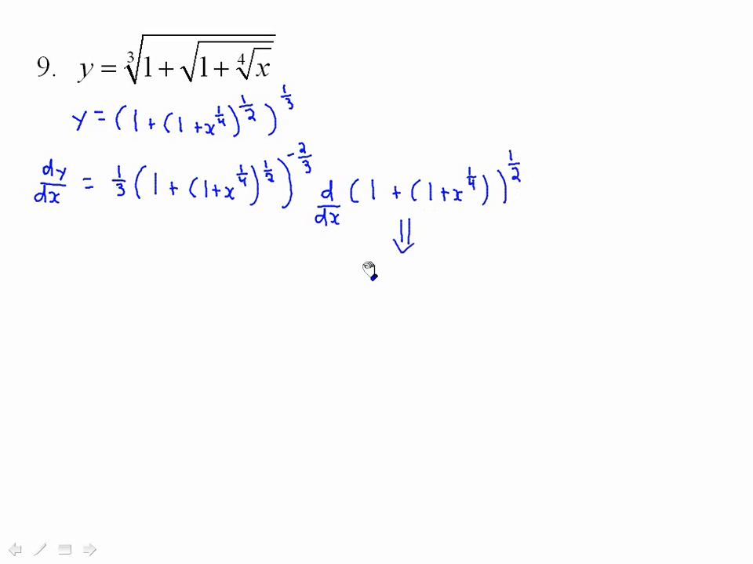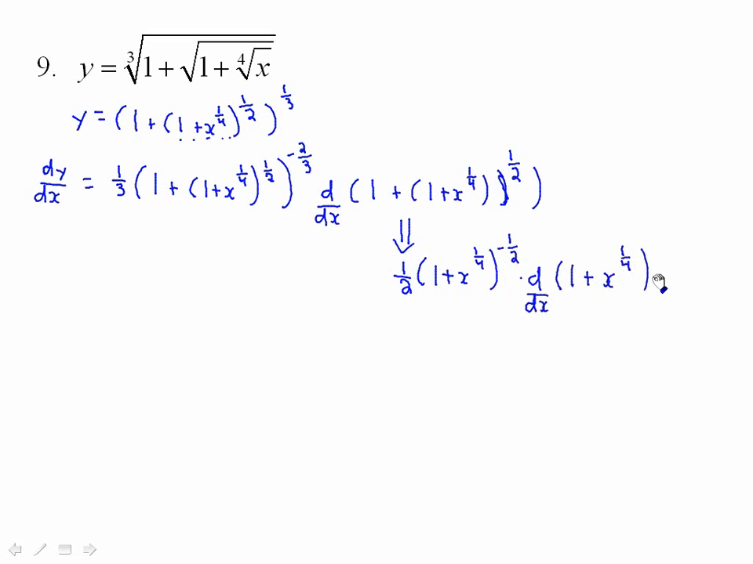So when we take the derivative of that inner expression, where the derivative of 1 is 0, then the derivative of, excuse me, I've got this bracket in the wrong place. There we are. So that 1/2 really just belongs to the 1 plus x to the 1/4. So now we take the derivative of this, and we get 1/2 times 1 plus x to the 1/4 to the negative 1/2, subtracting 1. Then this gets multiplied by the derivative of the inner, and the inner would be the derivative of 1 plus x to the 1/4.